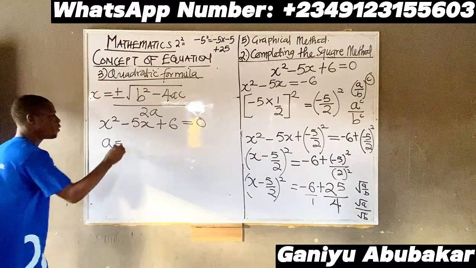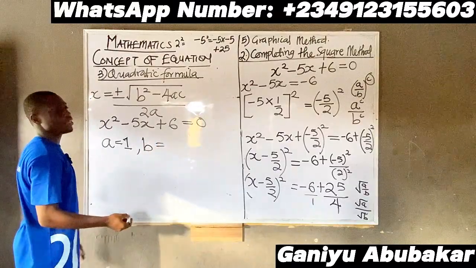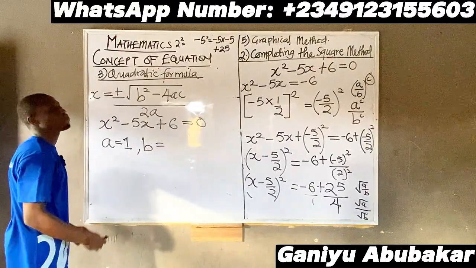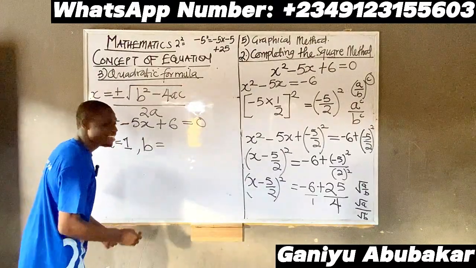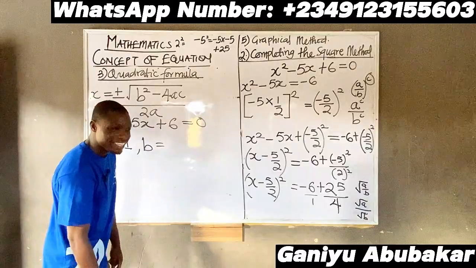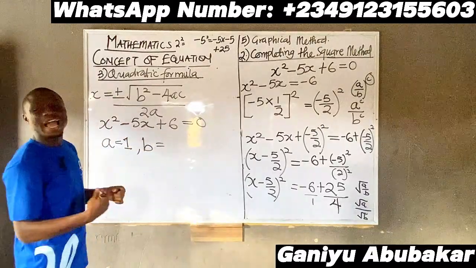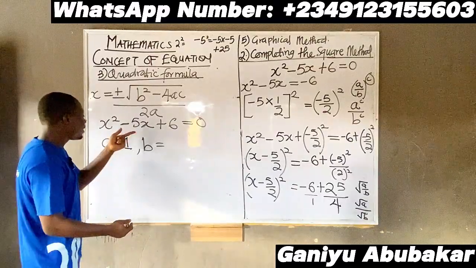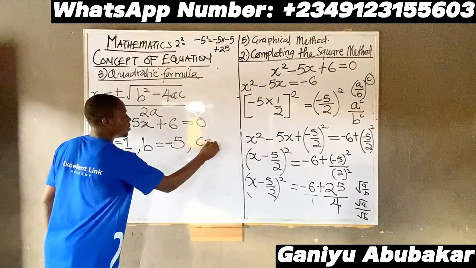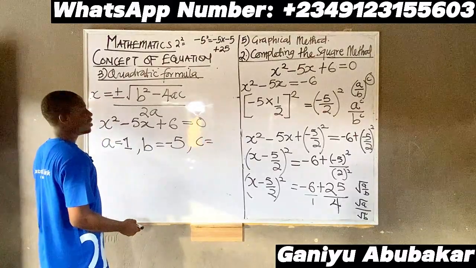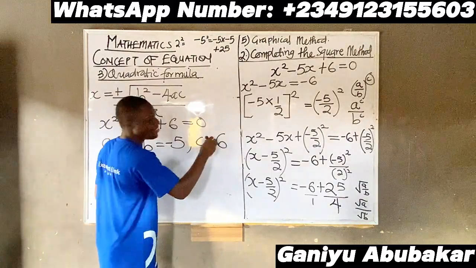1. Now, A is what? It's 1. What is B? Is it minus 5? Minus 5. What's B? Minus 5, because B is called the coefficient of x. The thing in front of x is minus 5. What is C? It's 6. So 6 and 6, the same thing.